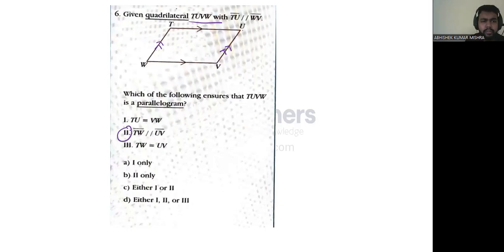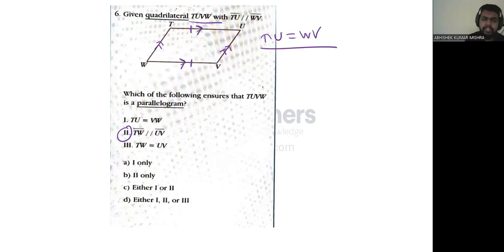One more thing I told you while explaining the overview of the concept: TU and VW are parallel. I told you if any one pair of opposite sides is congruent and parallel at the same time, then also my given quadrilateral is a parallelogram. So the condition of parallel is already given. Now, if they become congruent, if they become equal, then also my quadrilateral will become a parallelogram. So check, is there any condition like TU is equal to VW?